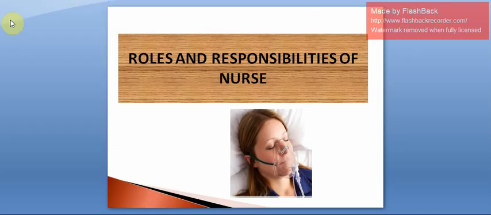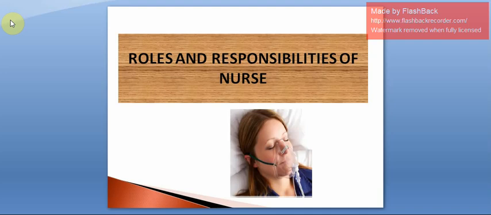So the next topic we will be dealing with is the roles and responsibilities of a nurse. Now, a nurse has diverse roles. She can work in a lot of settings. Particularly here we are studying the nurse working in MSN, that is medical surgical nursing setting.